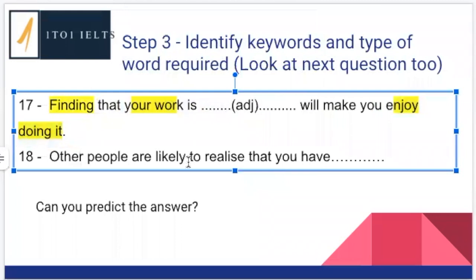So let's quickly look at the next one. Other people are likely to realize that you have. What did we say before with you have something? Something is a thing. A thing is a noun. Okay, so we're going to look at what are the key words here. So other people, realize, likely to realize, and you, something you're going to have. As far as synonyms go, maybe others, people you work with, realize, maybe find out. You have, I can't think of anything at the moment.